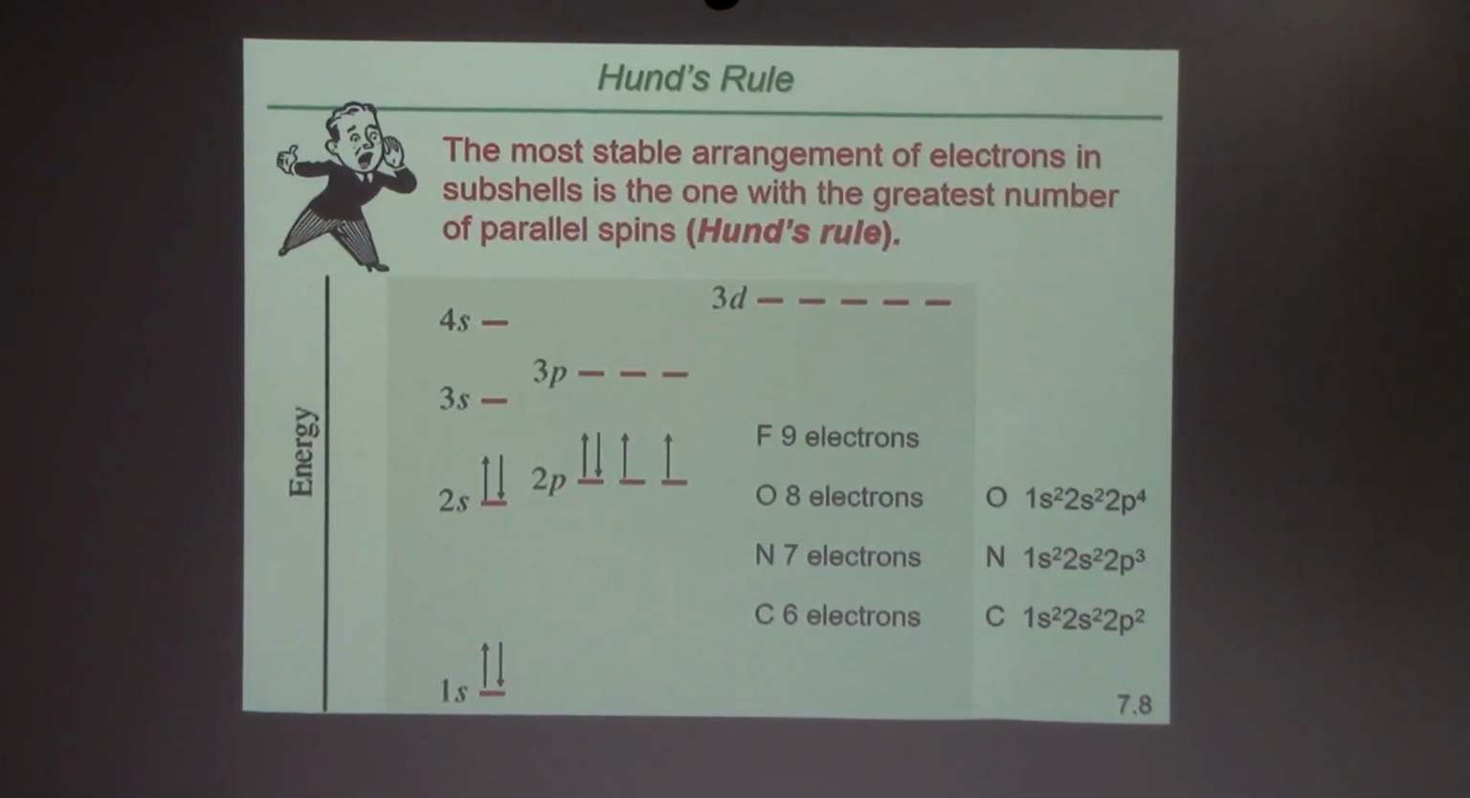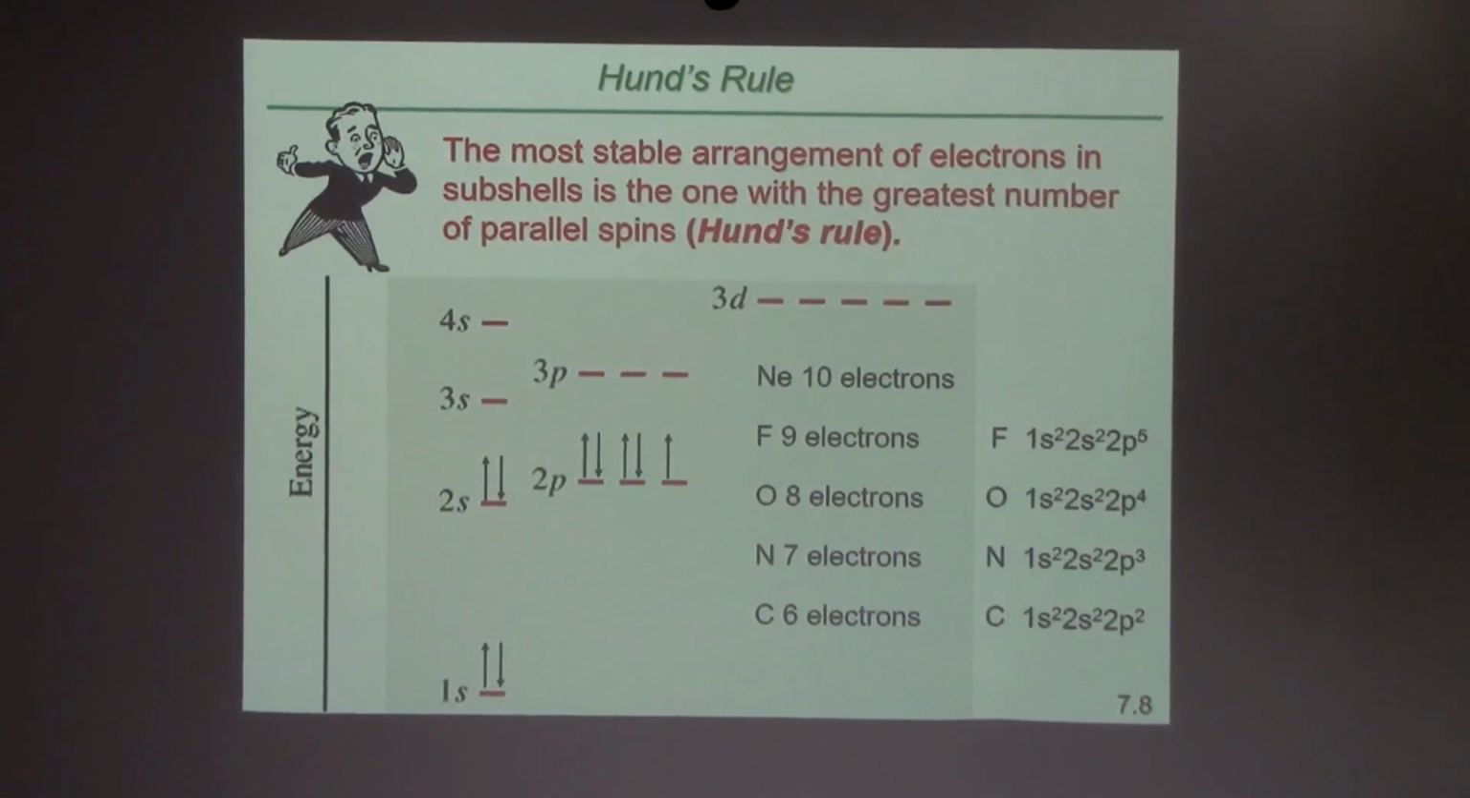Fluorine has 9 electrons, so one extra electron than oxygen. So the 9th electron is going to be paired up with this electron, with the opposite spin, of course. So the electron configuration would be 1s2, 2s2, 2p5.